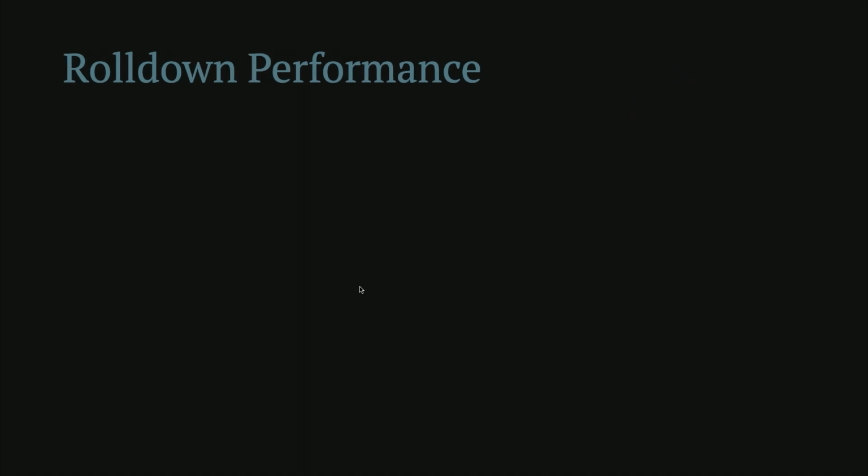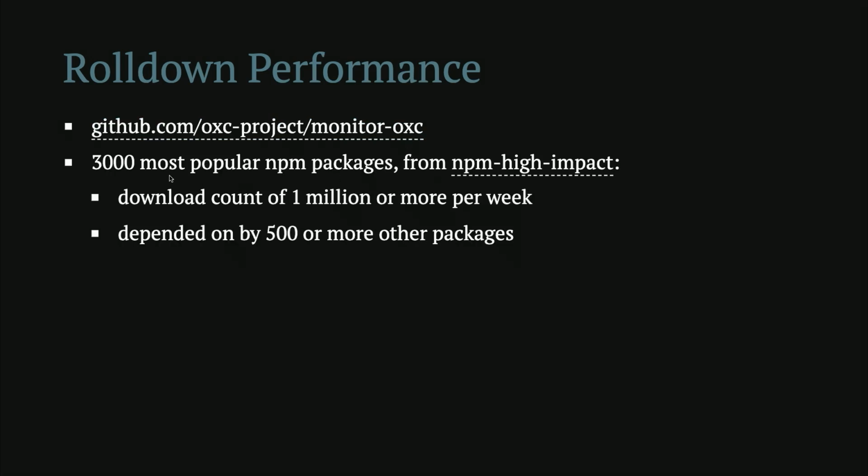So for Rolldown's performance, I set up a GitHub repo called monitor-oxc. It uses the 3,000 most popular NPM packages from npm-high-impact. So there's a repo where you can get packages with a download count of 1 million per week or more, or that are depended on by 500 or more other packages.